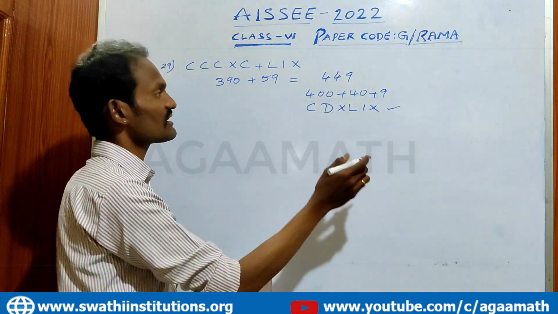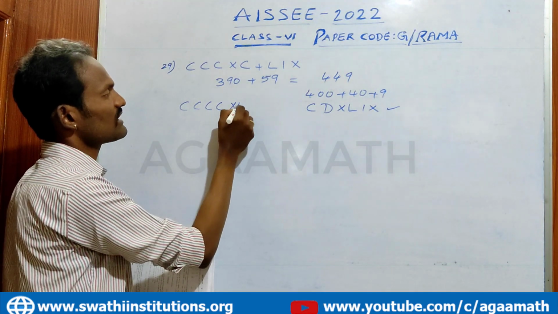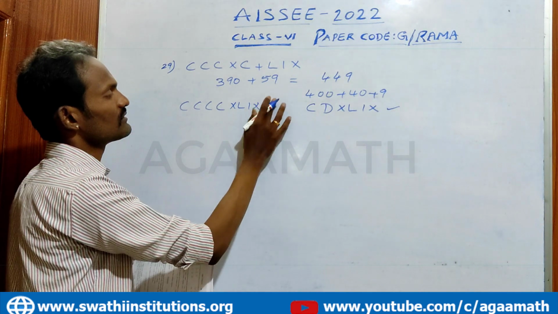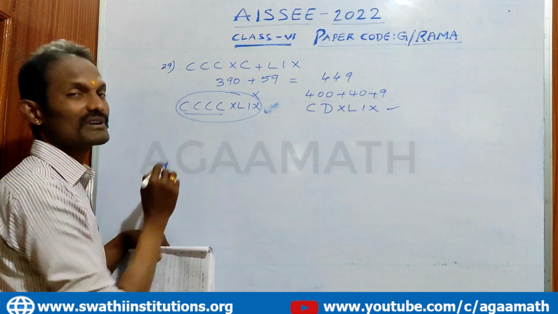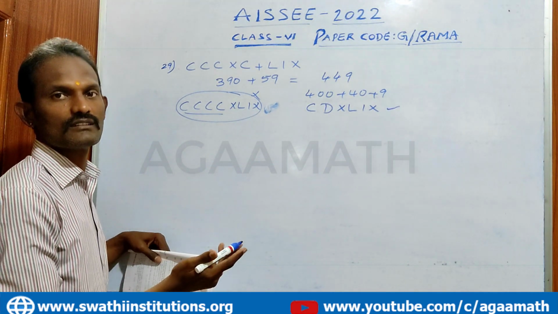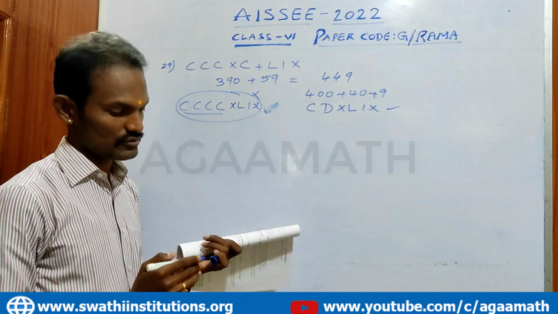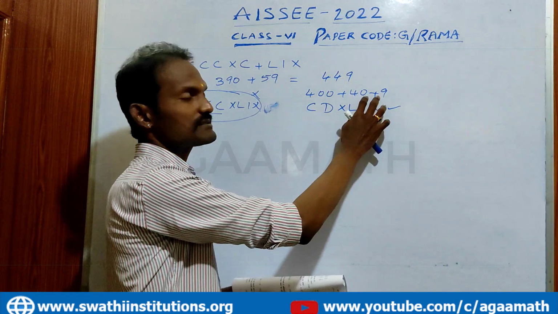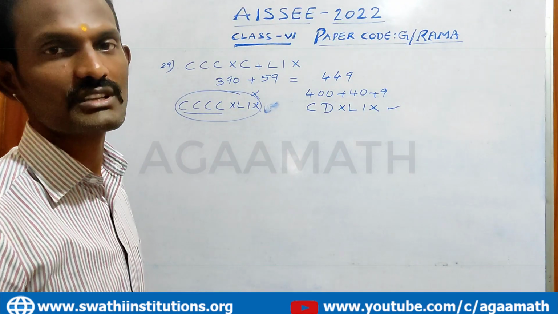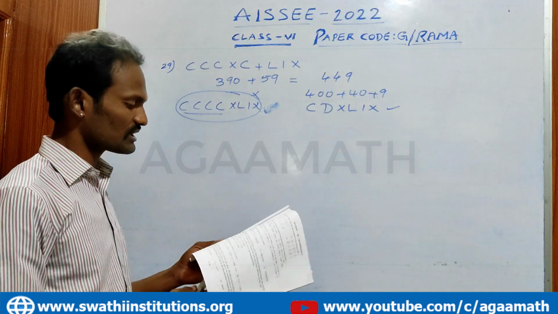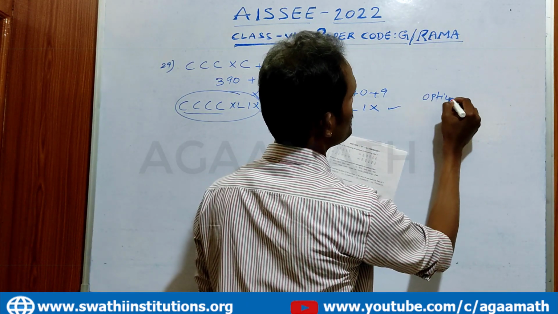But I think most of the children write like C, 40 means XL, IX. This is wrong. Why? Because no Roman numeral repeats more than 3 times. But here the Roman numeral is repeating 4 times. So this is not the right option. That is the reason, to not have a confusion, if you write into the expanded form, obviously it will be correct. So this is the 29th question. And the option according to the given question is option 2.